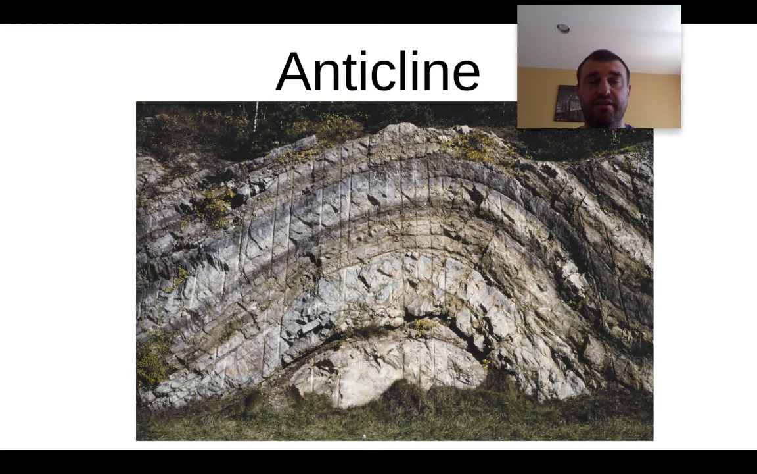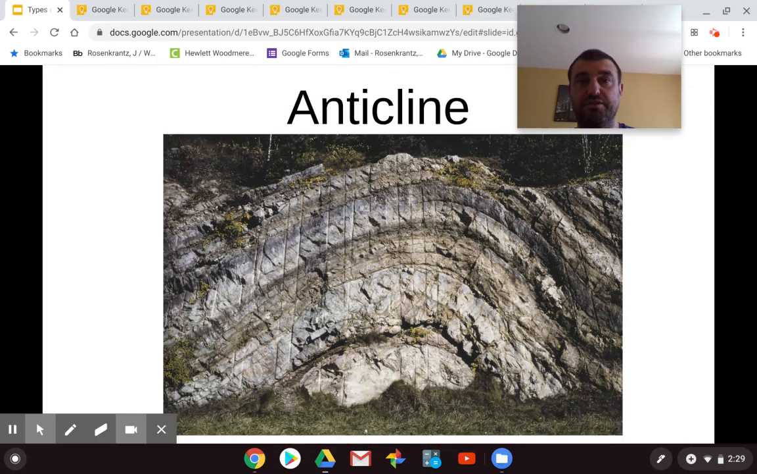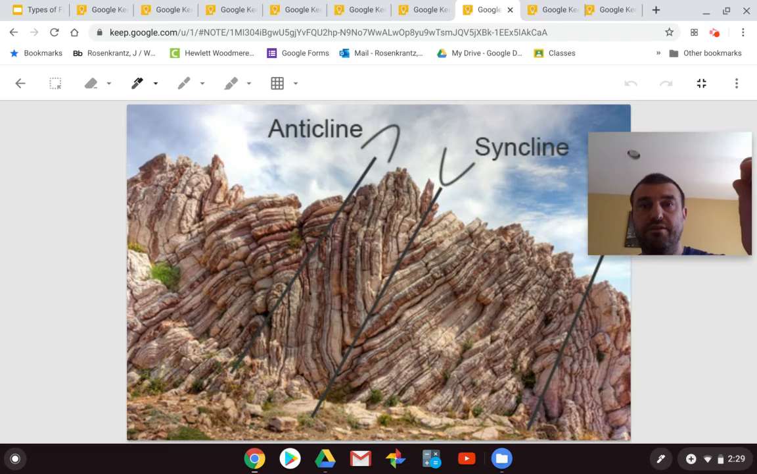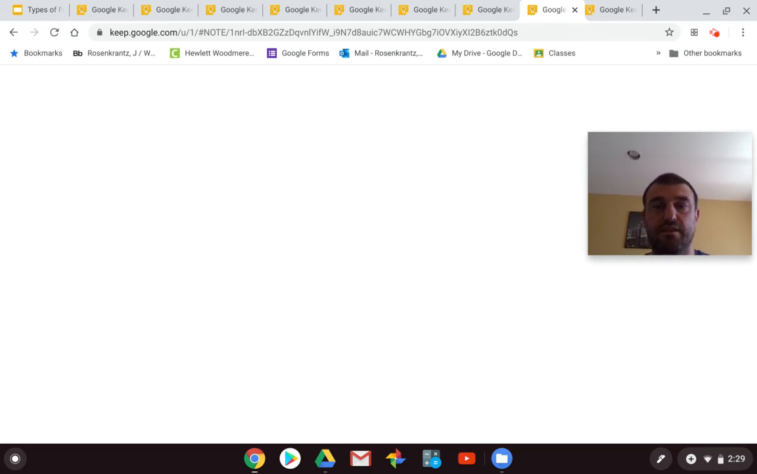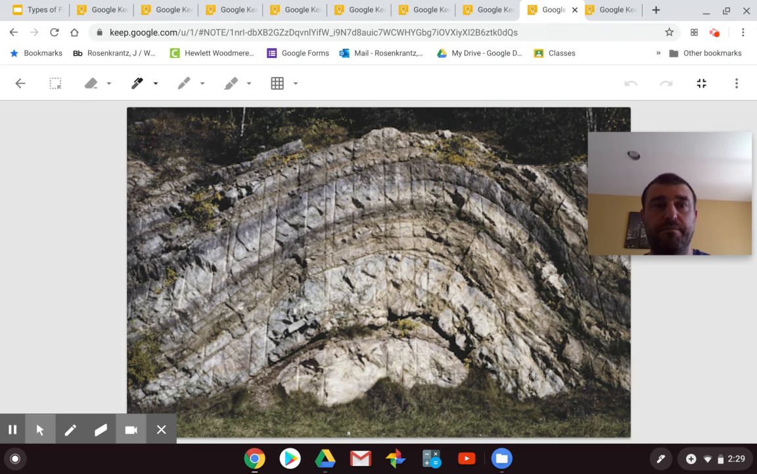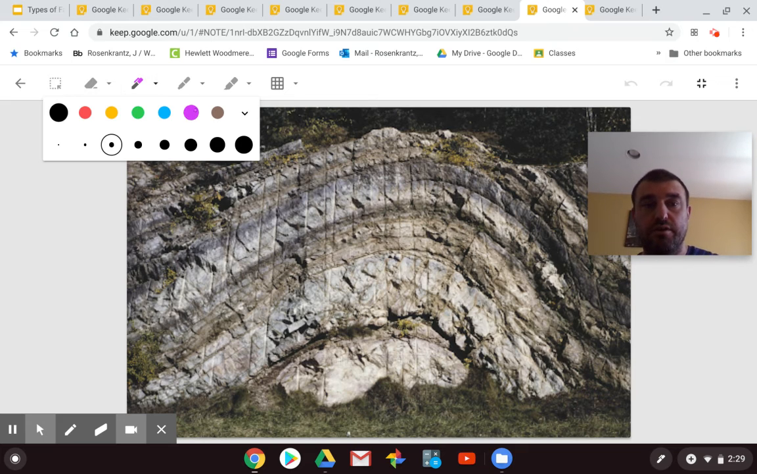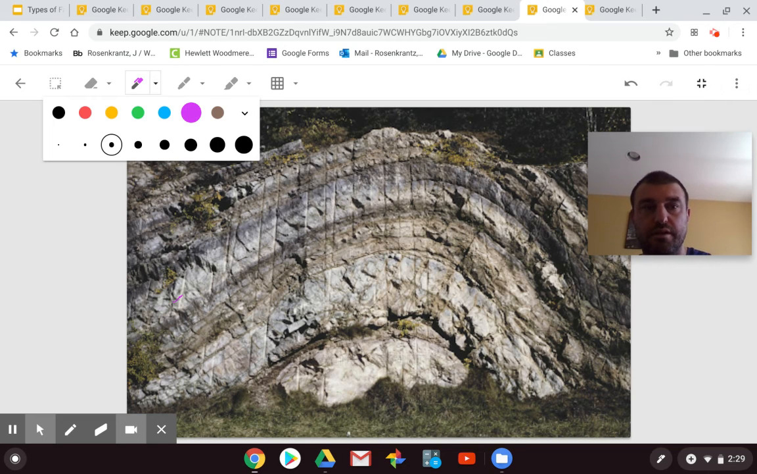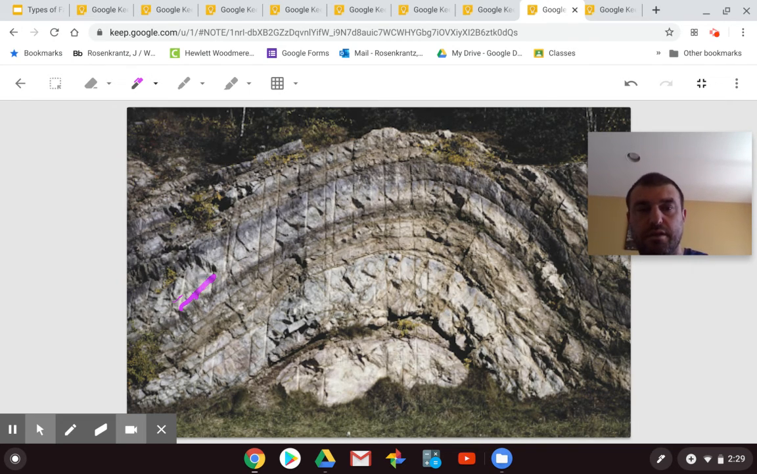So here's an anticline. See, it's frowning, or it's your crest of the fold. I'll bring up this image. Might be that one. Nope, it's the next one. So right here. See? It's frowning. That's a horrible face. Man, I'm a horrible artist.